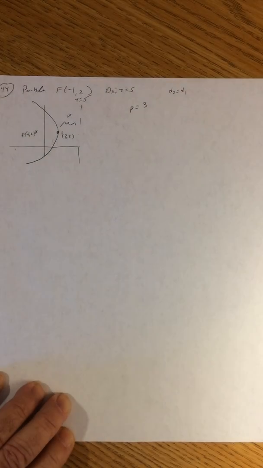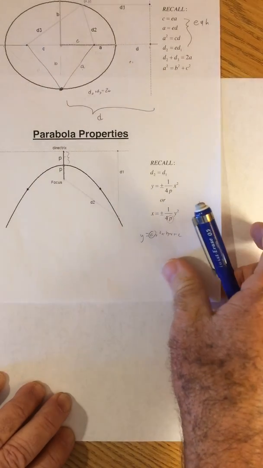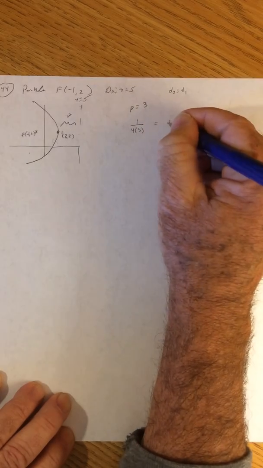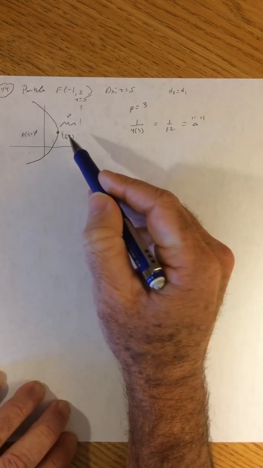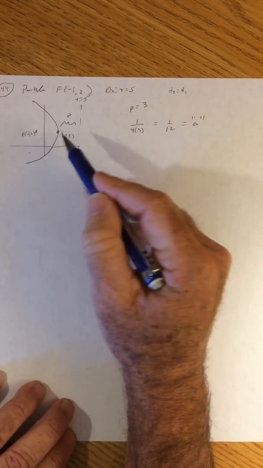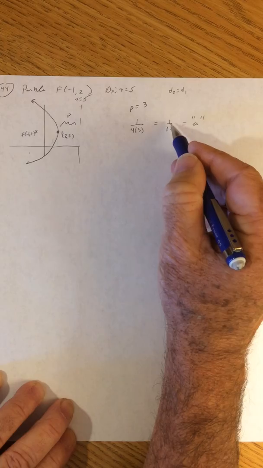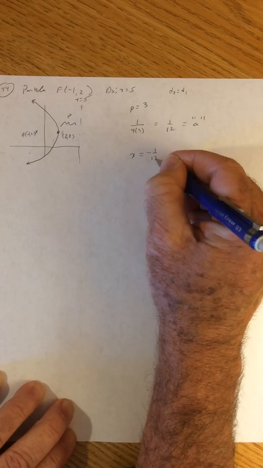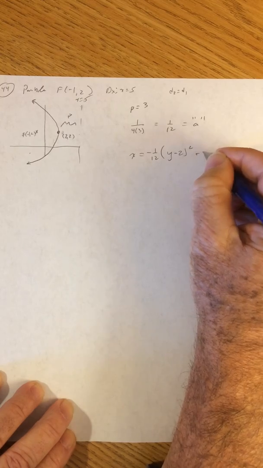Now another equation is that 1/4p is equal to the value of the leading coefficient in ax squared plus bx plus c. So 1/4p is 1/12, and that's equal to a. But this is a parabola that opens left to right. Well, we can easily deal with that. And since it's opening to the left, that means that this value is not going to be 1/12, it's going to be negative 1/12. And this is x as a function of y, so that's negative 1/12 times y minus 2 squared plus 2.